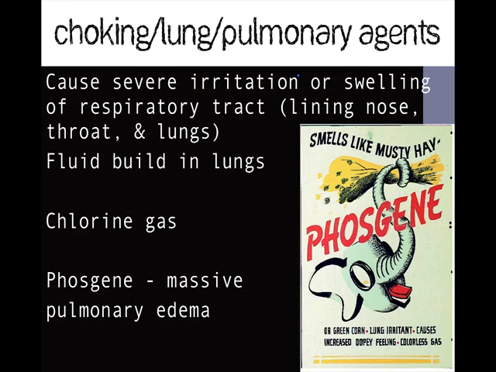There's choking, lung, and pulmonary agents. These cause severe irritation or swelling of the respiratory tract, and then it causes fluid to build up in the lungs. One example is chlorine gas, as well as phosgene, which causes massive pulmonary edema.